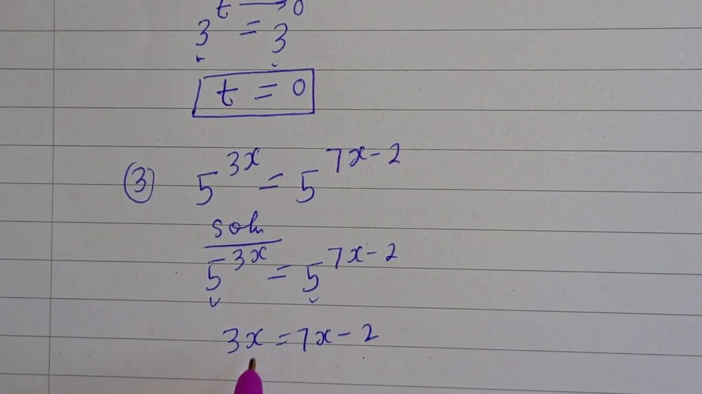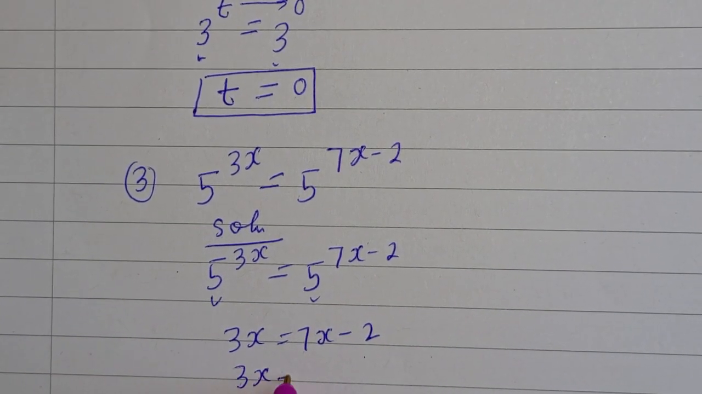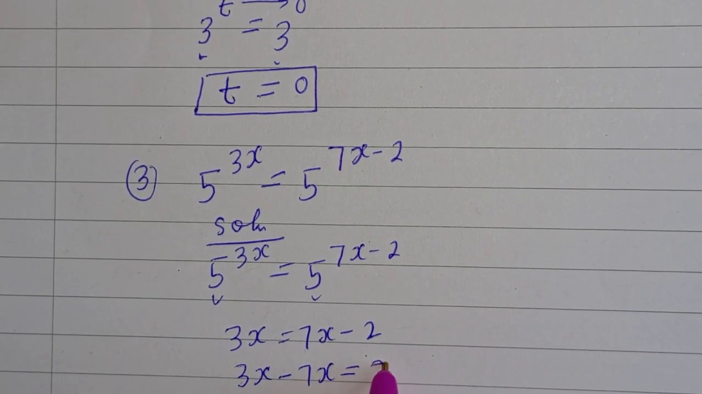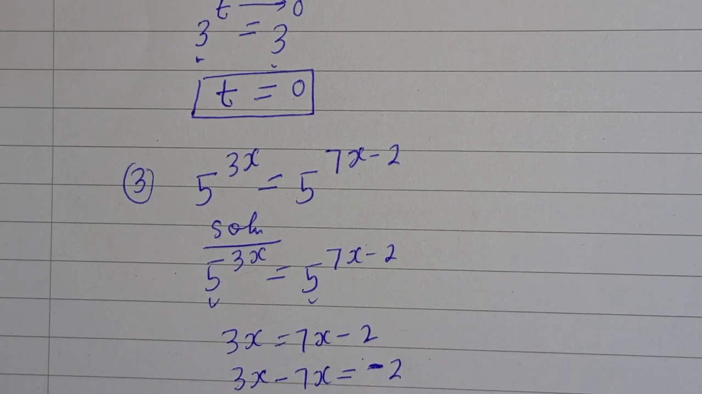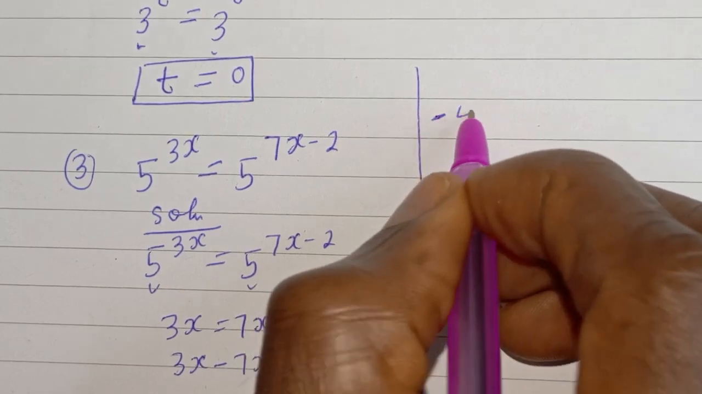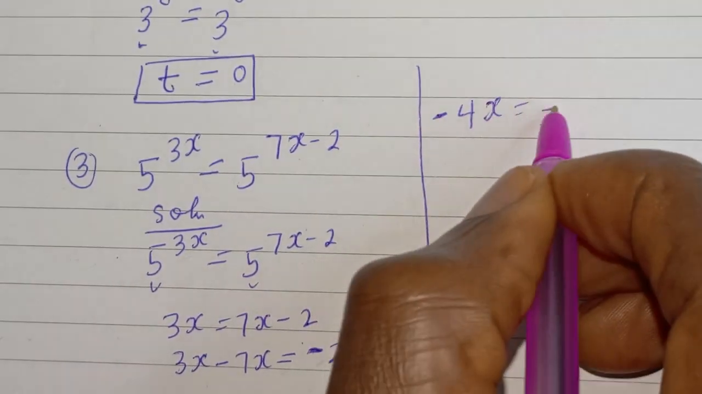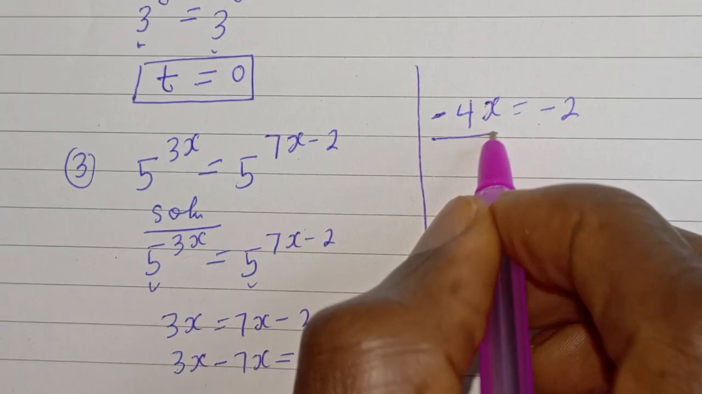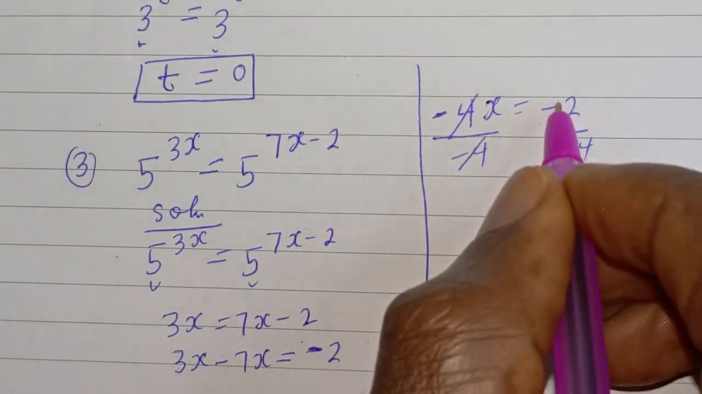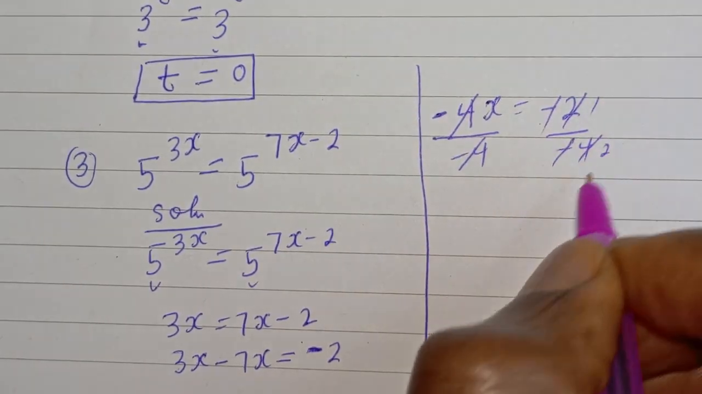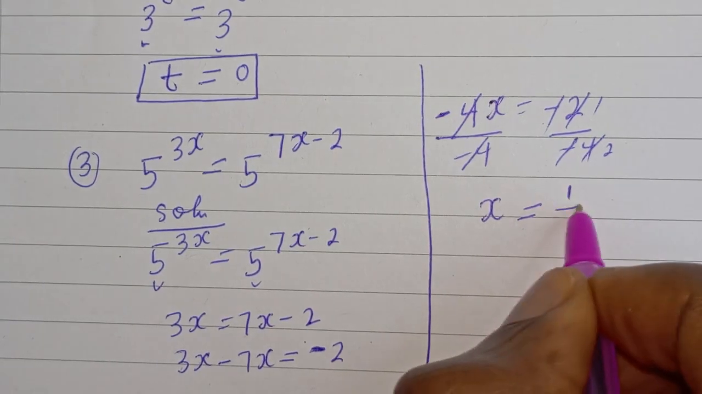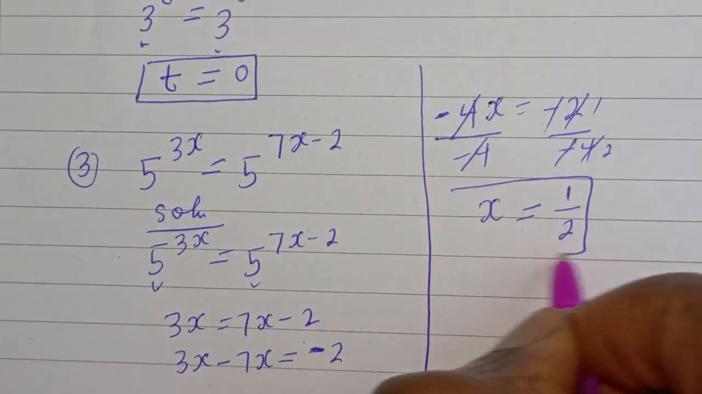Let's collect like terms. 3s minus 7s is equal to minus 2. 3s minus 7s is minus 4s, which is equal to minus 2. Now let's divide both sides by minus 4. Minus will cancel minus. 2 over 4 gives 1 over 2. s is equal to 1 over 2. This is the final answer.